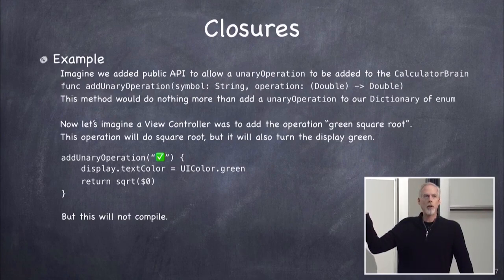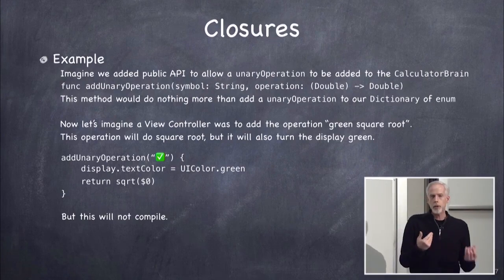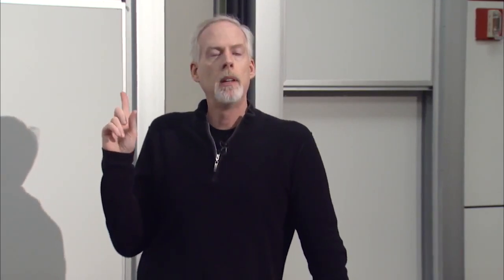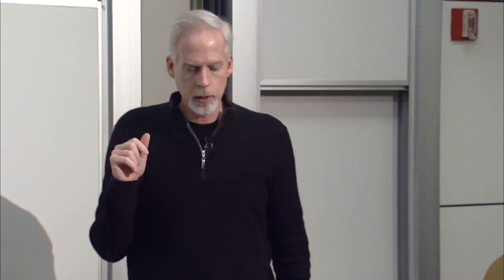I'm just adding this unary operation, green square root, and all it's doing, I'm doing this from my view controller, so it's setting the display's color to green and returning square root. It's the same as square root, but it sets the display green. Now, this will not compile. Okay, why will this not compile? Let's look and see why not.